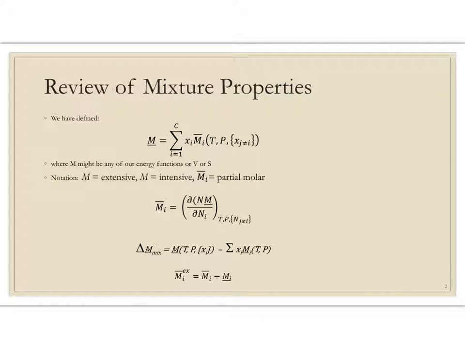And just very quickly, we had been defining that the specific M, where M is any of our energy functions, is the sum of the x sub i's times the partial molar quantities for each of those substances i, and that the partial molar quantity is defined as how the extensive version of M changes with respect to the number of moles of species i when I don't change temperature, pressure, or the number of moles of the other species. And we could also define a delta M of mixing or an excess property as shown here. Just all variations on these energy properties or volume or entropy.